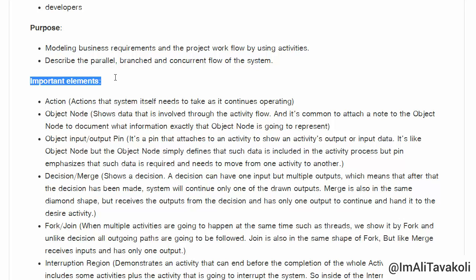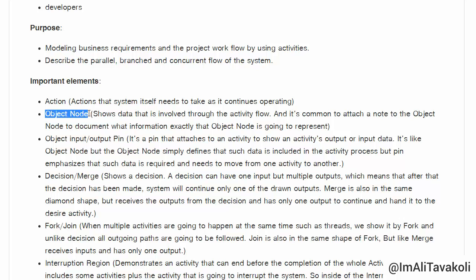Important elements. What are the important elements? All right. Action. The action notation actually means action. Action means actions that the system itself needs to take as it continues operating. An action or an activity that should or must happen so that a functionality can achieve its goal. All right, that's it.